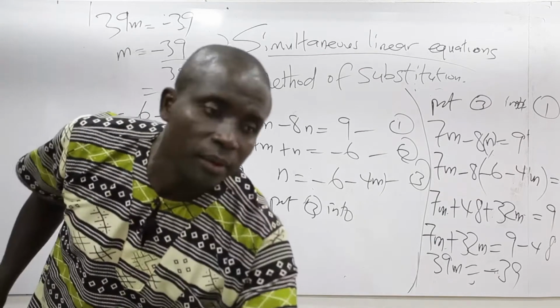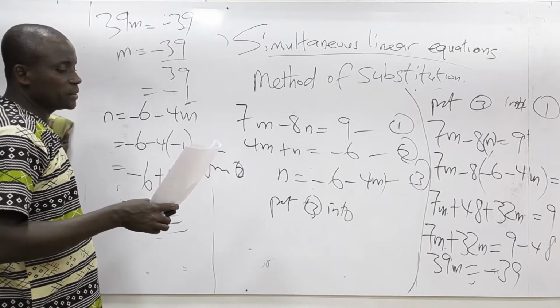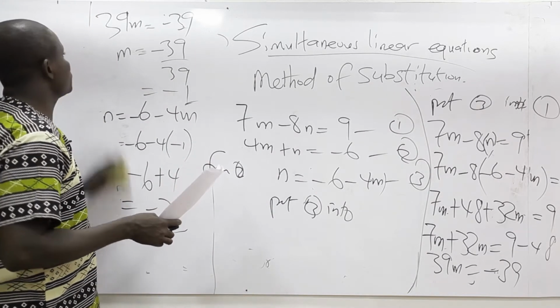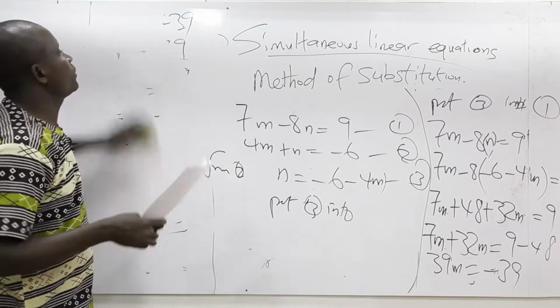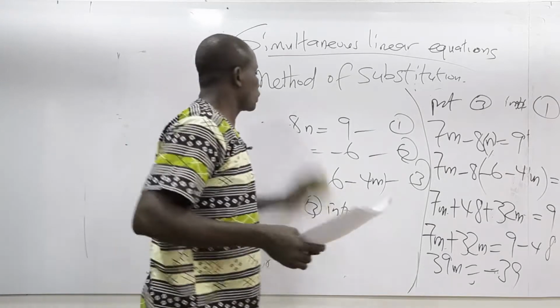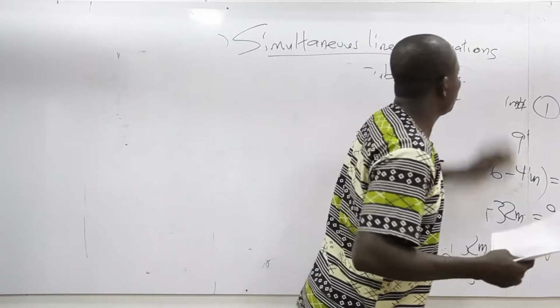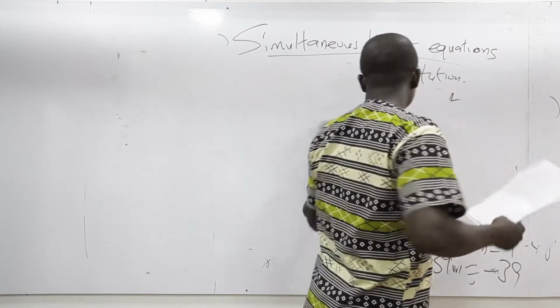Is it clear? Can we move to the C? We are moving to the C. It is up to F, and after the F, the next will be the method of elimination.